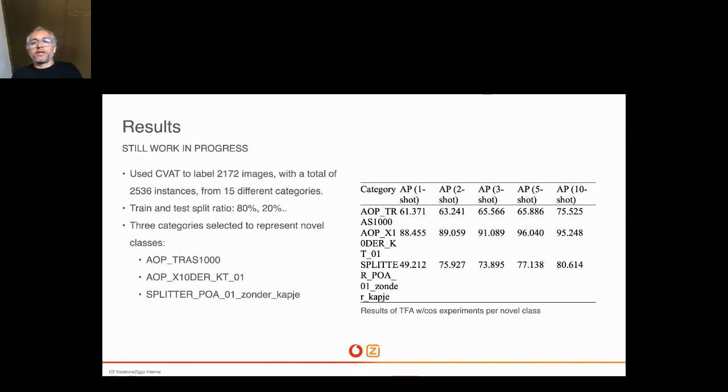If we use 2 shots, you see there's an increase of average precision in all 3 classes. And as we move towards fine tuning with 10 shots, we get to 95% for one of them, which is pretty interesting as well. And for us, it was kind of mission accomplished.